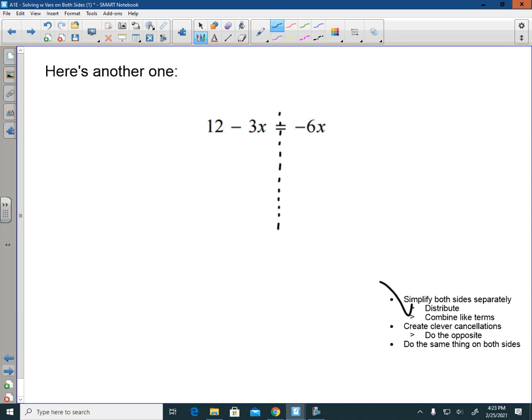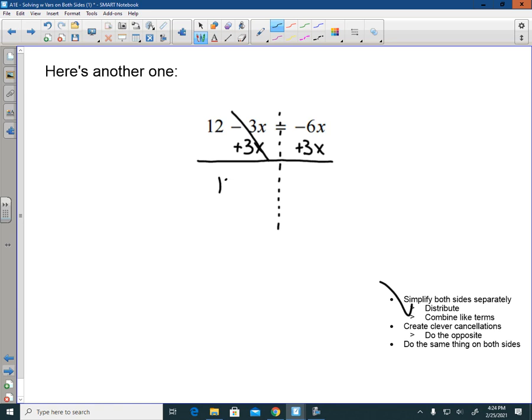On this one, I am going to add 3x to both sides. You could add or subtract 12 from both sides, but all that would do is kind of move it over. You'd have to add 3x at some point anyway, so I'm just going to start with it. Friends, as long as you are creating a clever cancellation, you're not doing it wrong. It's just going to be how you see it. Make sure that you're creating a cancellation, and if you're doing that, you're okay.